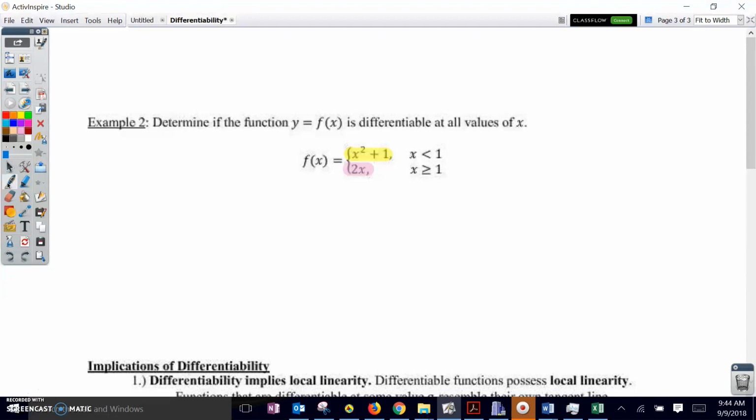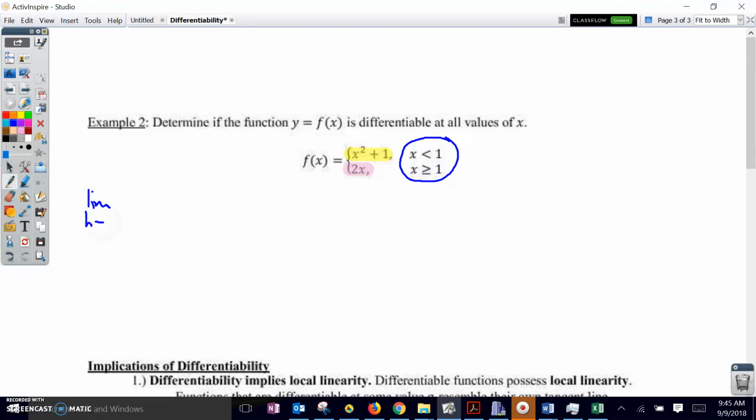So where are we concerned with whether or not it's differentiable? We're concerned at x equals 1, where these two pieces meet. And so we're going to find the value of the derivative at x equals 1 for both of these pieces. And if they give us some kind of indication that they're not the same, then that means that the function is non-differentiable there. So first I'm going to find the derivative of x squared plus 1 at x equals 1.